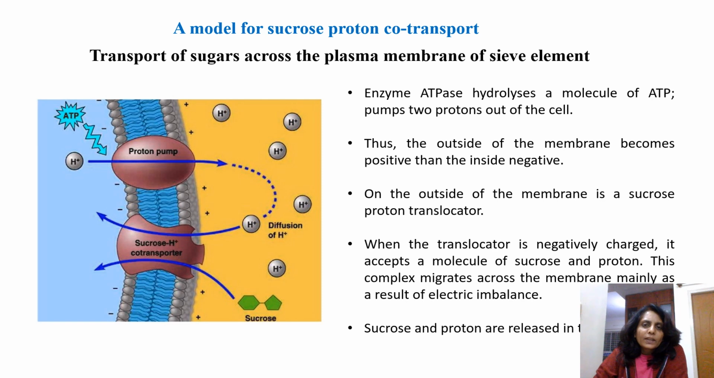So during this process of phloem loading, the enzyme ATPase hydrolyzes a molecule of ATP, which pumps two protons out of the cell. Thus, the outside of the membrane of the sieve element becomes more positive than inside. On the outside of the membrane is a sucrose proton translocator. So when the translocator is negatively charged, it accepts a molecule of sucrose and proton. This complex migrates across the membrane mainly as a result of the electrical imbalance. Sucrose and protons are then released into the interior of the sieve element.